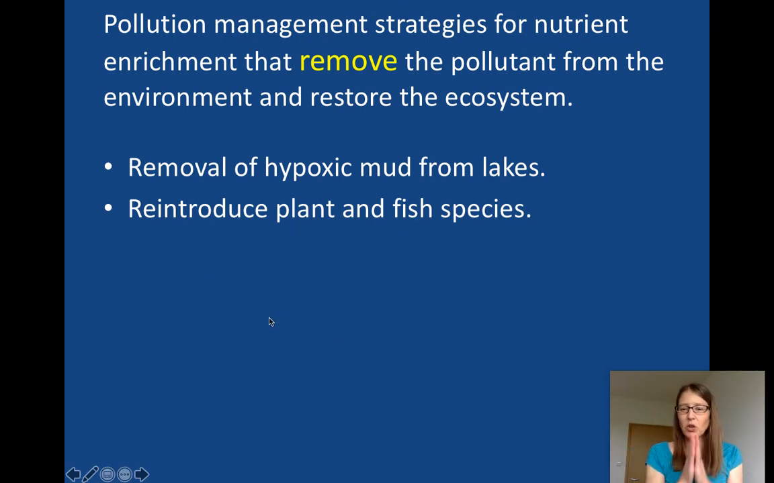All right. So you need to be able to evaluate these strategies. What are the pros? What are the cons of it? Right. So you're evaluating the strategies, not just listing them. And then you also need to do this for plastic pollution.